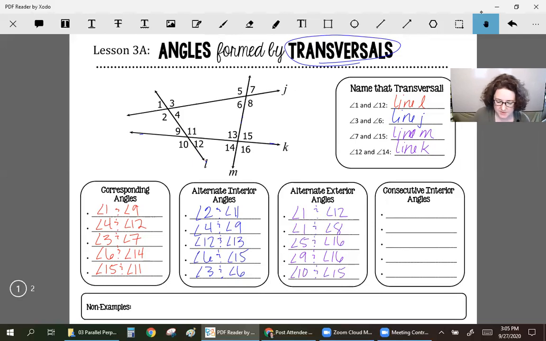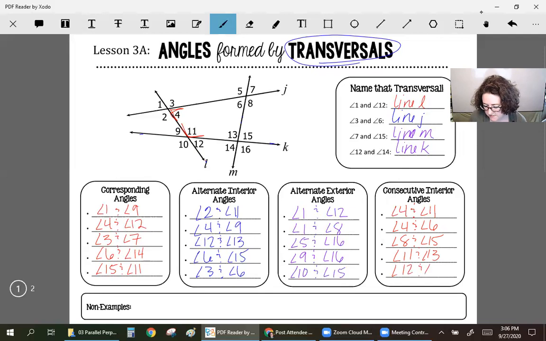One example of this would be angles 4 and 11. They're both on the right-hand side of that transversal L, but they're in between the two other lines. Some other pairs. How about angle 4 and angle 6? Both on the bottom of line J, inside the two other lines. We could use angle 8 and 15. We could also use angles 11 and 13. Or we could use angles 12 and 14.